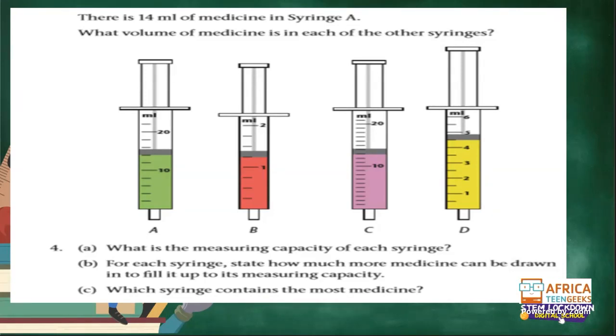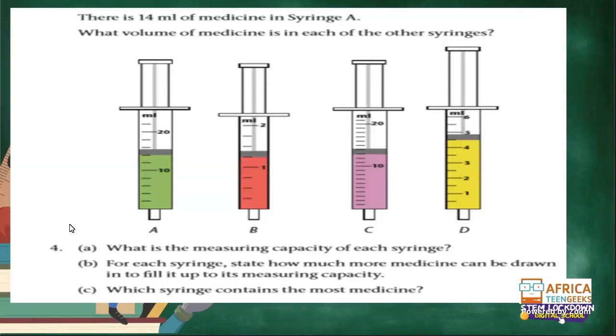D is 4.5 milliliters, which is correct, but let's look at B. I have 1.6 milliliters. 1.2, 1.5, 1.2. All right, it is 1.2. 1.2 is the correct one for B, okay?